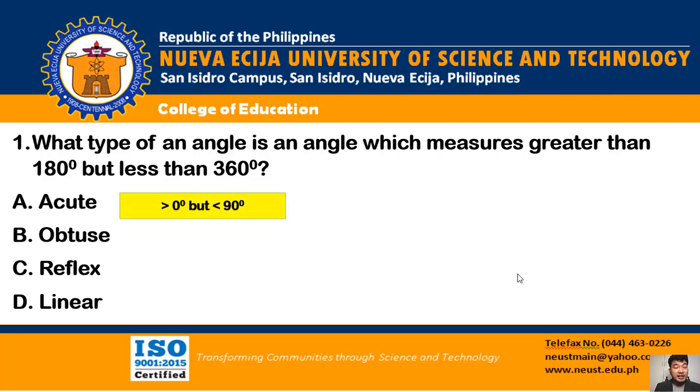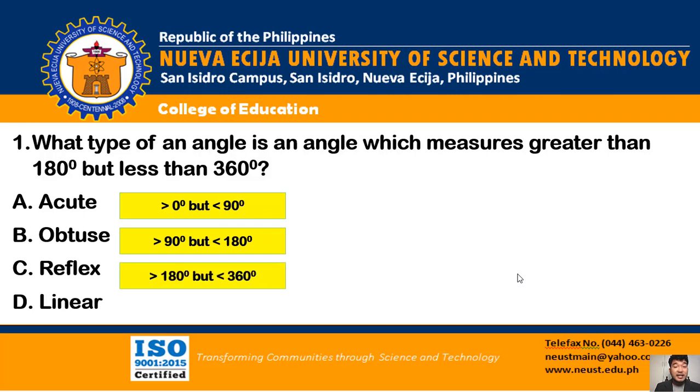Acute angle is greater than 0 degree but less than 90 degrees. Obtuse angle is greater than 90 degrees but less than 180 degrees. Reflex angle is an angle which is greater than 180 degrees but less than 360 degrees. And linear angle is equal to 180 degrees. And the other one is the right angle whose measure is equal to 90 degrees. So the answer for question number 1 is letter C, reflex angle.